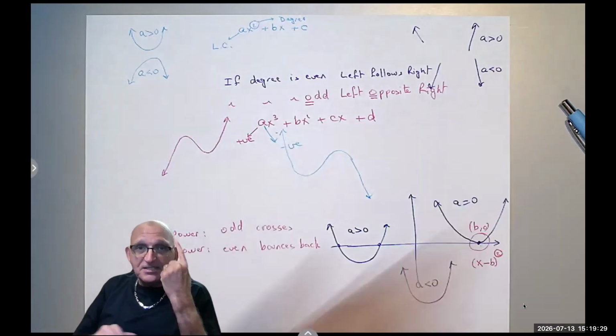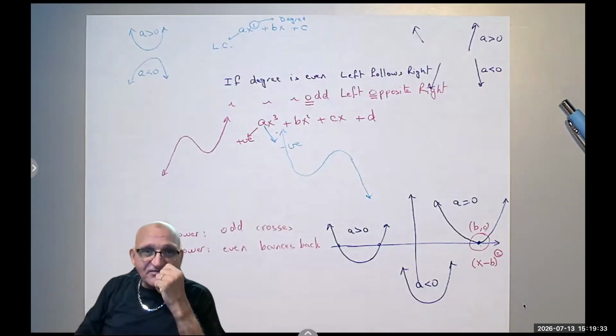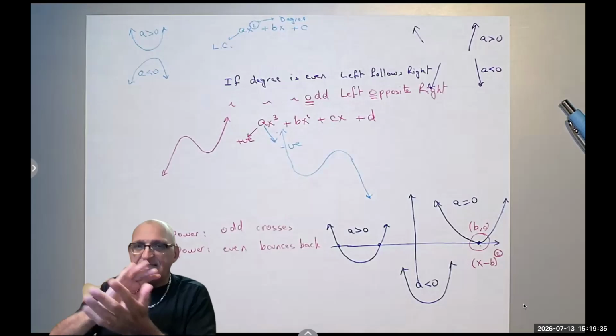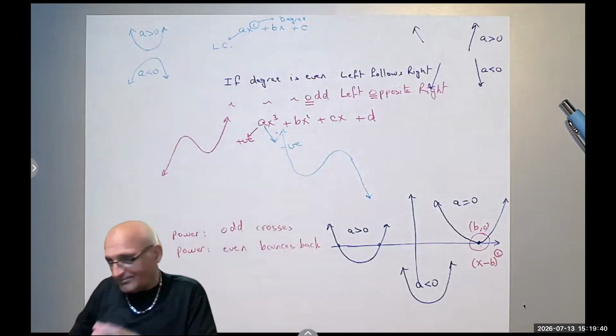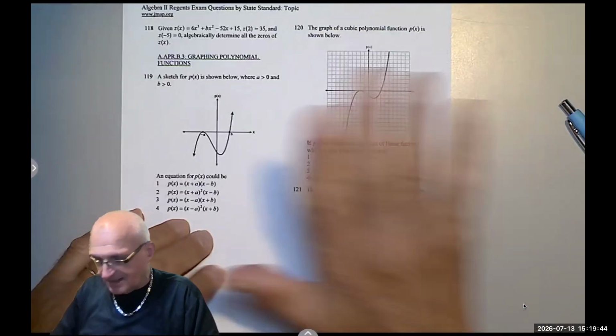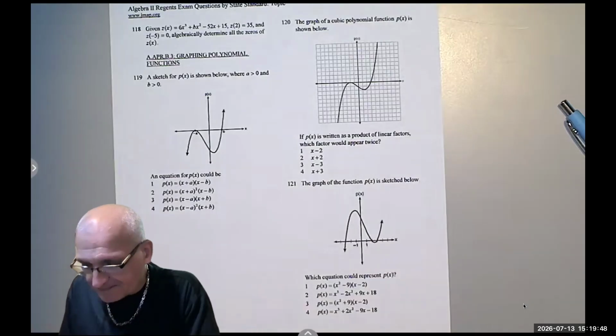The root appears once, you cross. Appears twice or 4 times or even power, it hits and bounces back. Easy? Easy peasy. Okay, let's look at these examples and see if we can solve them.